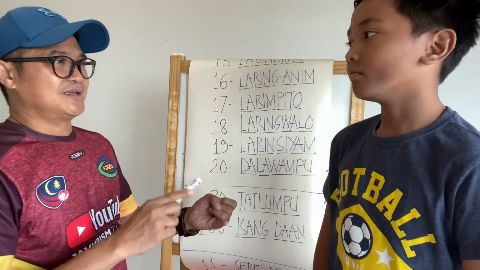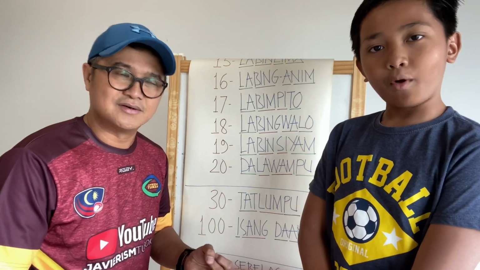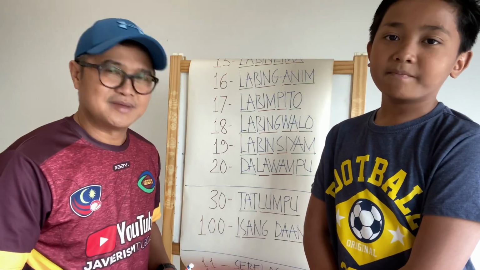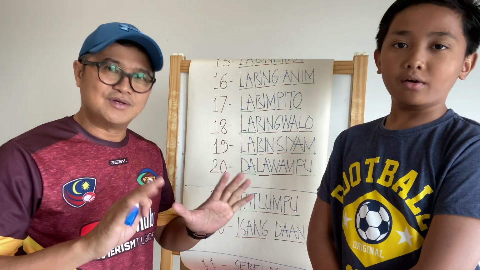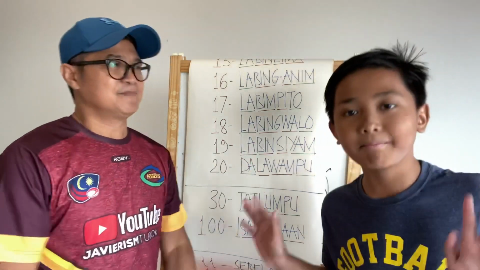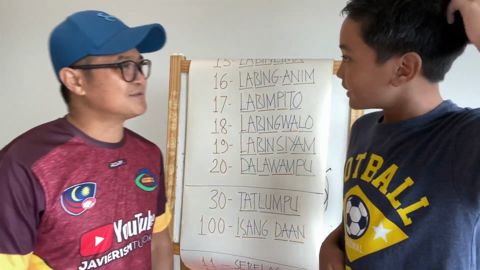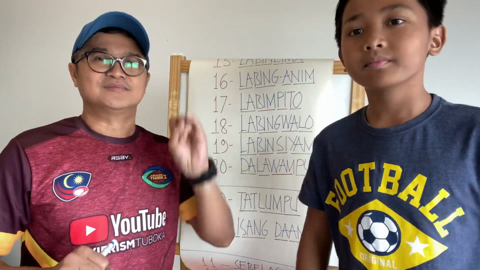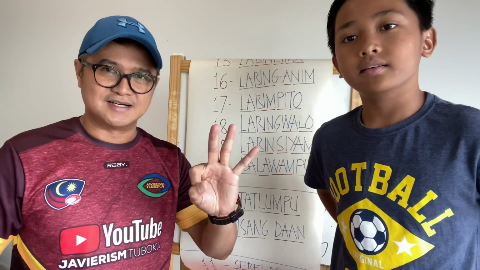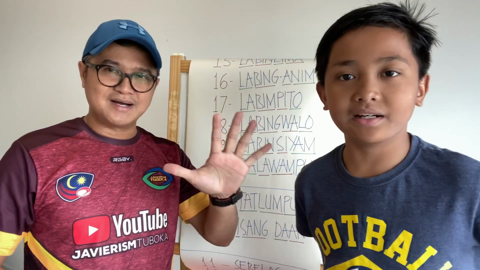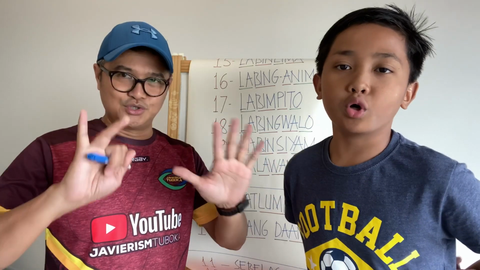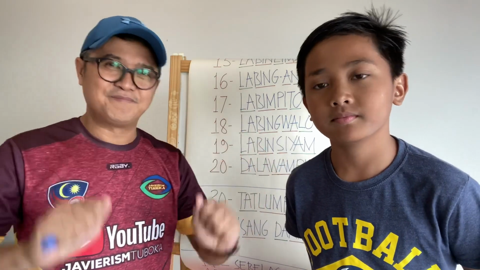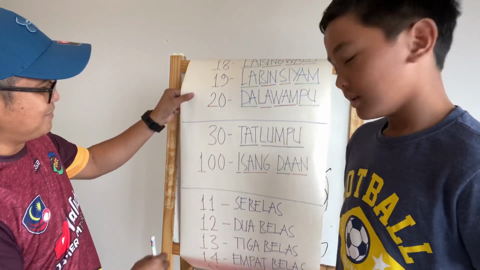Let's recap now. Isa, dalawa, tatlo, apat, lima, anim, pito, walo, siyam, sampu. Now let's go for Bahasa Malaysia. Satu, dua, tiga, empat, lima, enam, tujuh, lapan, sembilan, sepuluh.